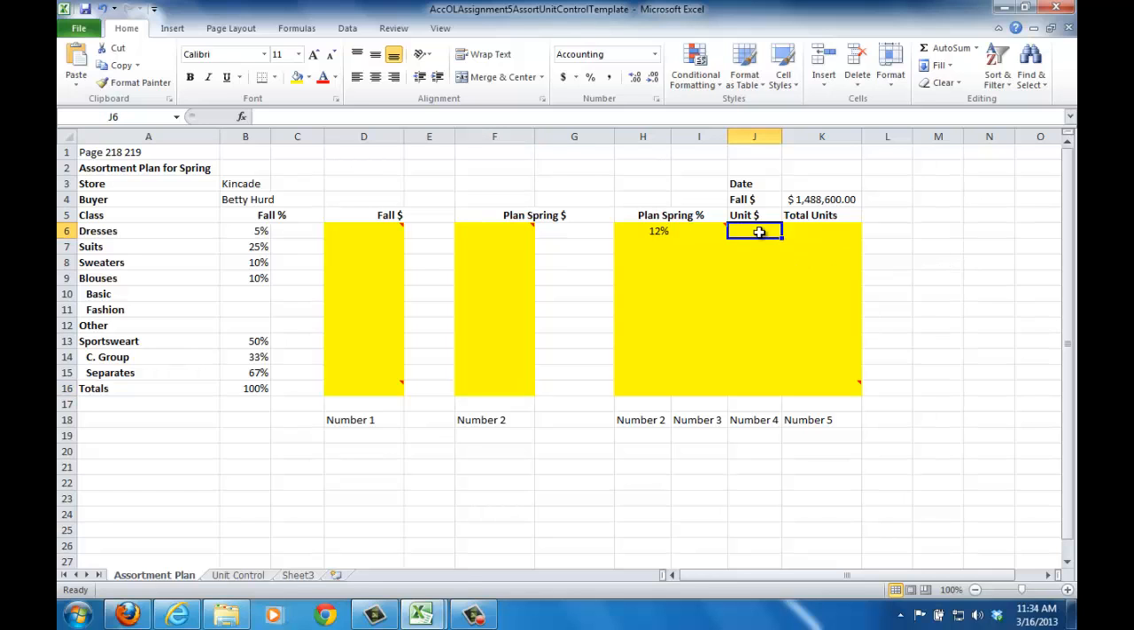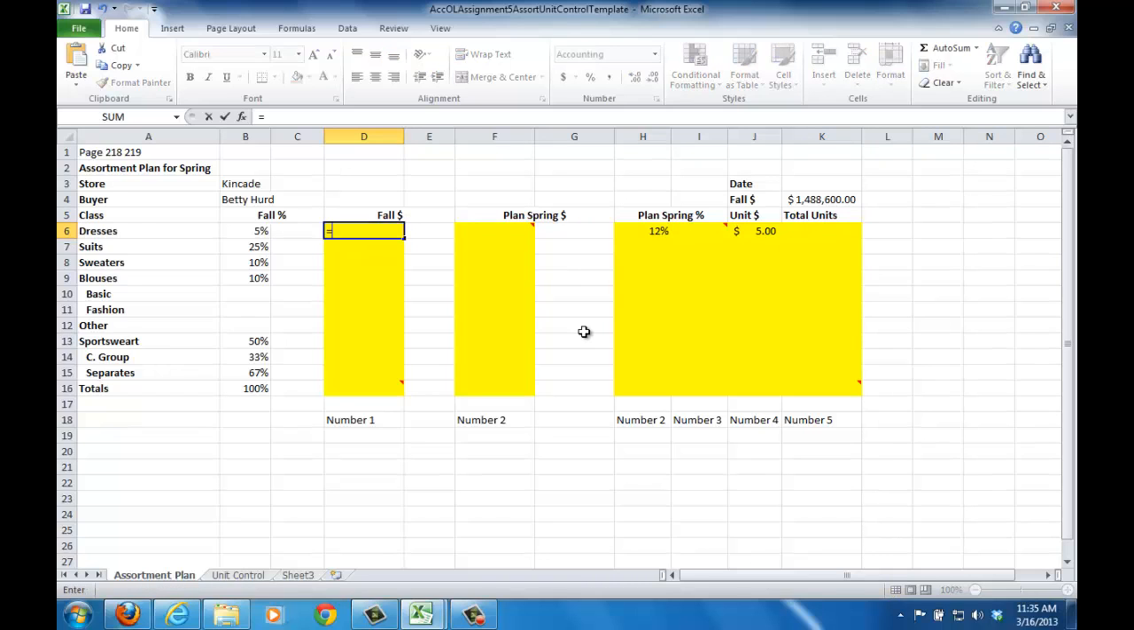So for example, if we have a unit price of $5, this is how many dollars each of those dresses are. $5 obviously is not very realistic, but you can simply take the total sales divided by the unit price, which will give you the total number of units. So let's just do a little quick example.